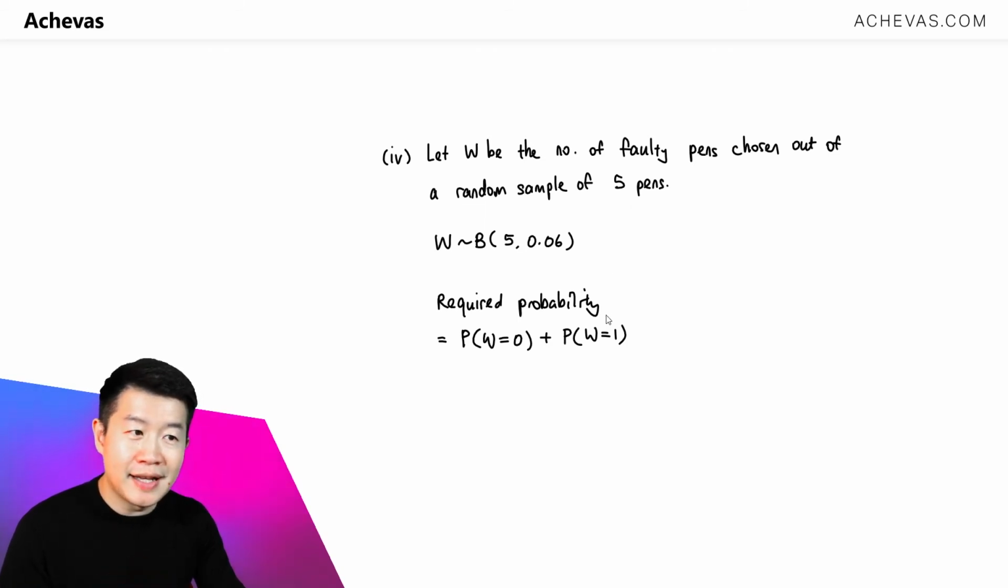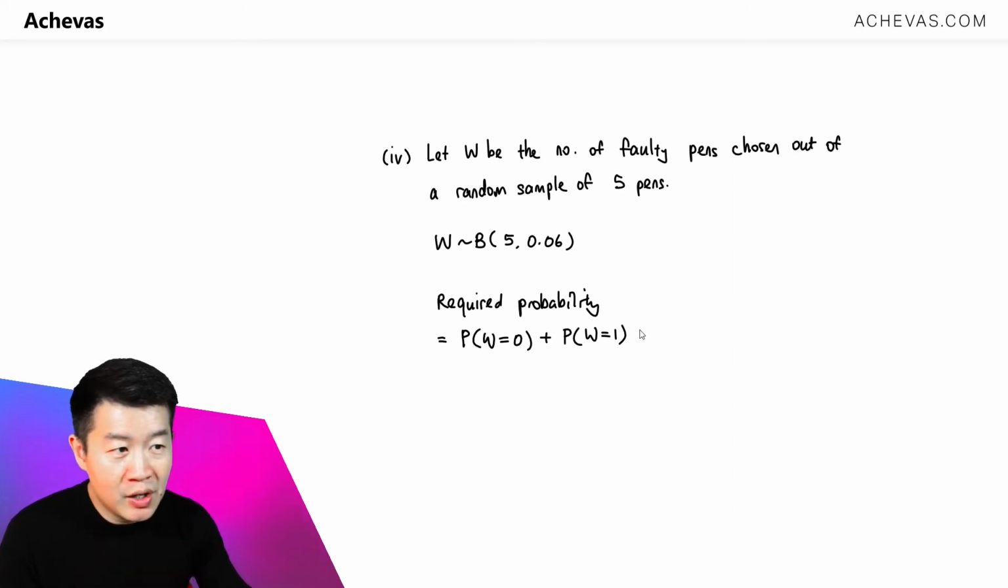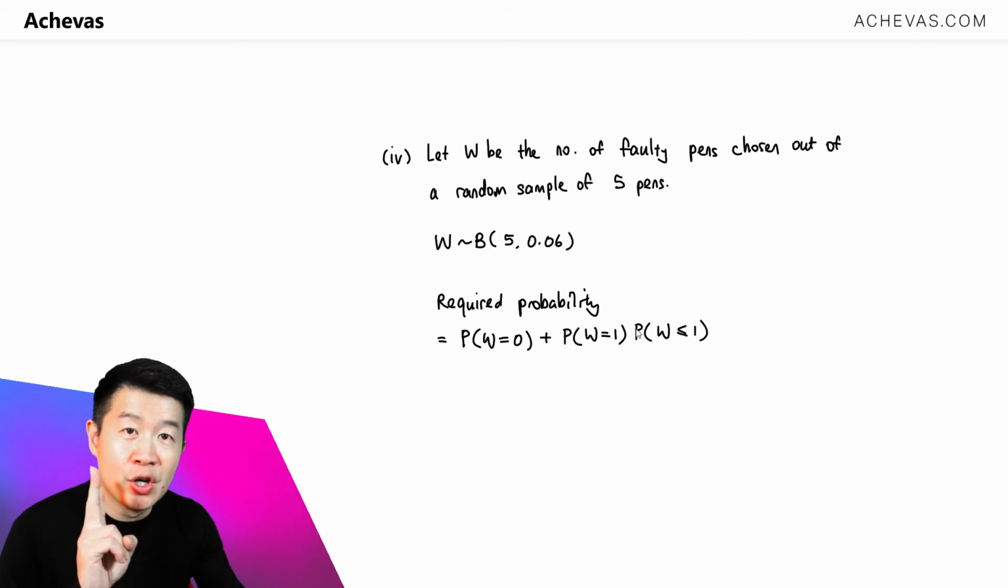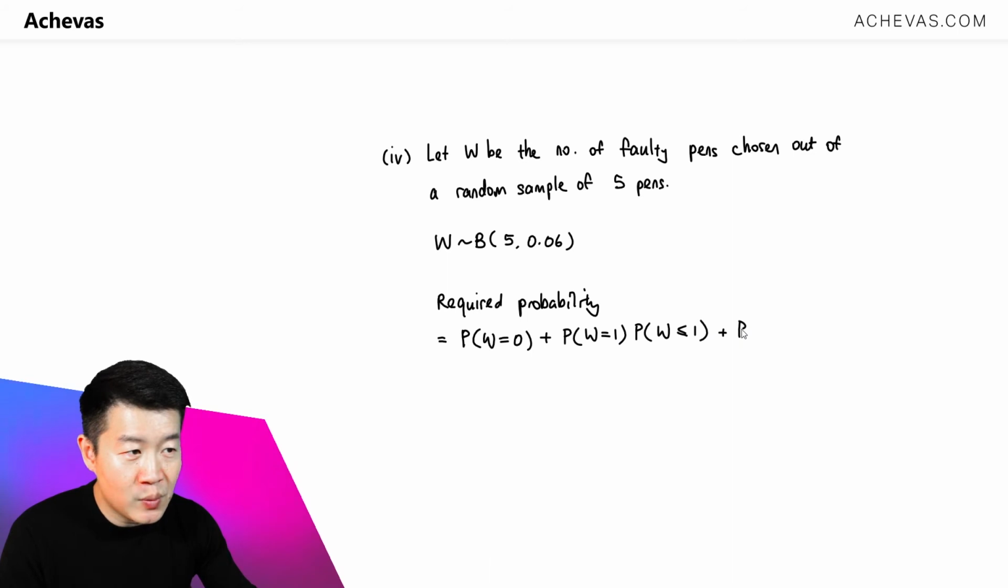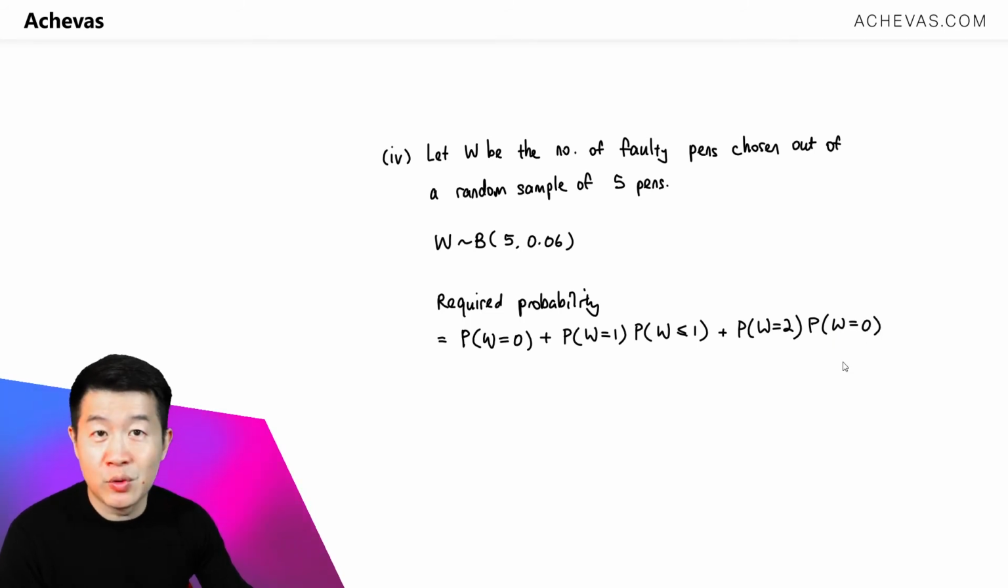And because the question says that in order for the box to be accepted for this second trial, the total number of faulty pens must be a maximum of 2. So we already found 1 faulty pen, which means that for the second trial, W must be less than or equal to 1, so that I can have a maximum total of 2 faulty pens. And the last case is when we found 2 faulty pens. And for the second trial, because in total there must be a maximum of 2 faulty pens, there must be 0 faulty pens.